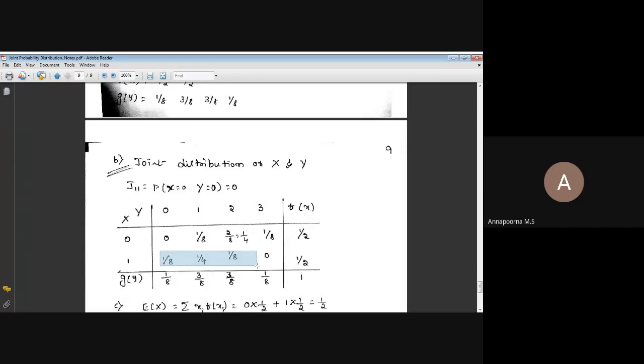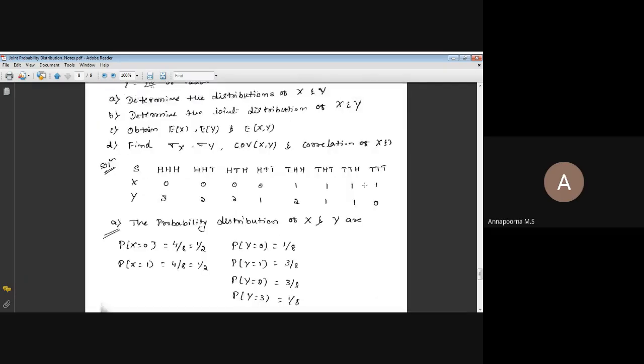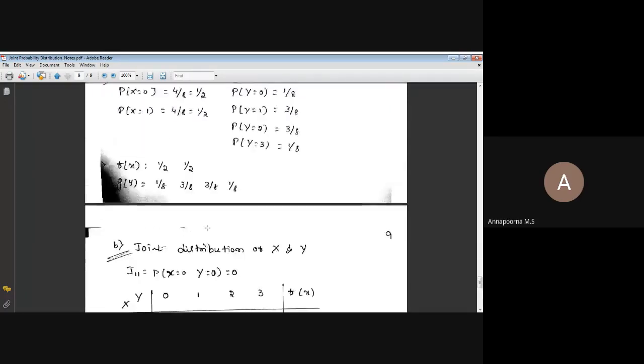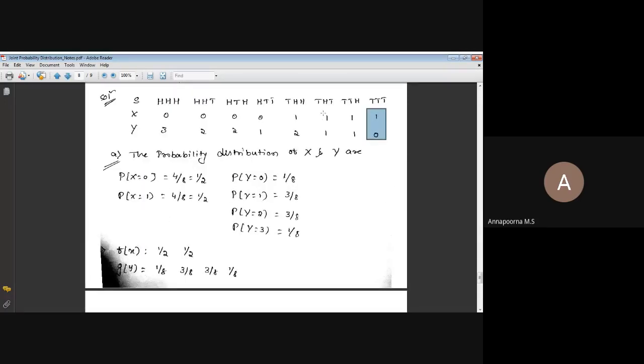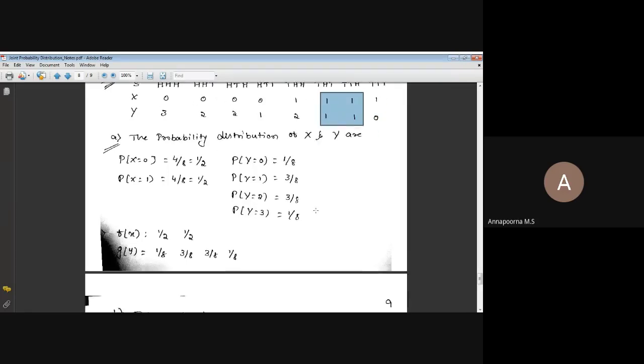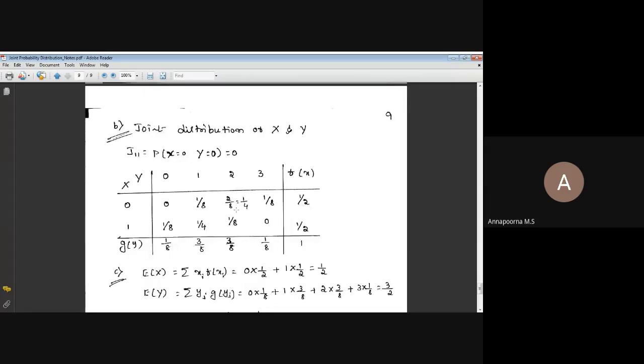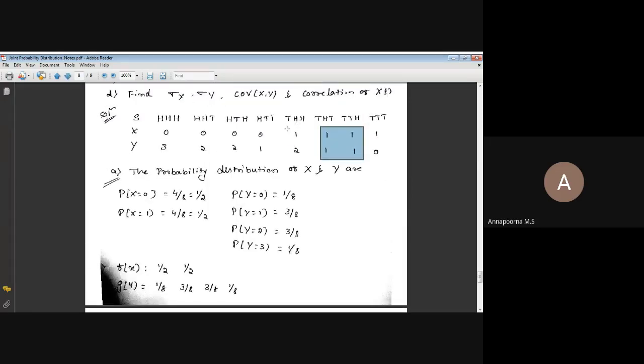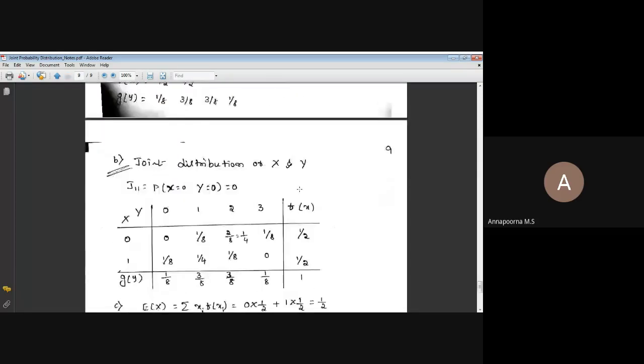Similarly, the second row. X is 1, Y is 0 means again I'm having 1 case, so 1 by 8. Again X is 1, Y is 1. See here we are having 2 cases, so 2 by 8, it is 1 by 4. Again X is 1, Y is 2, so there is only 1 case, therefore it is 1 by 8.